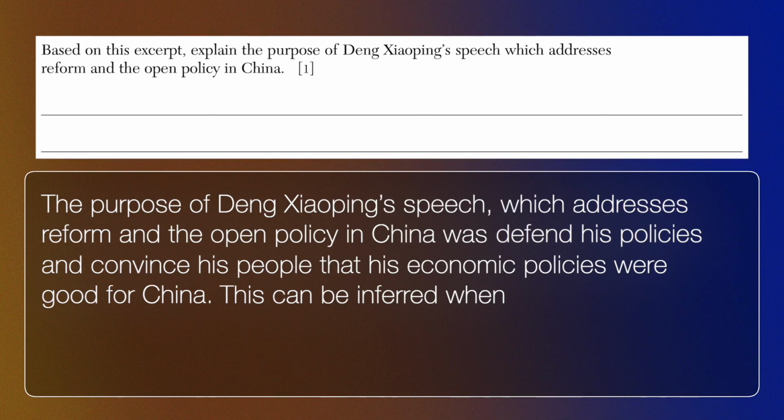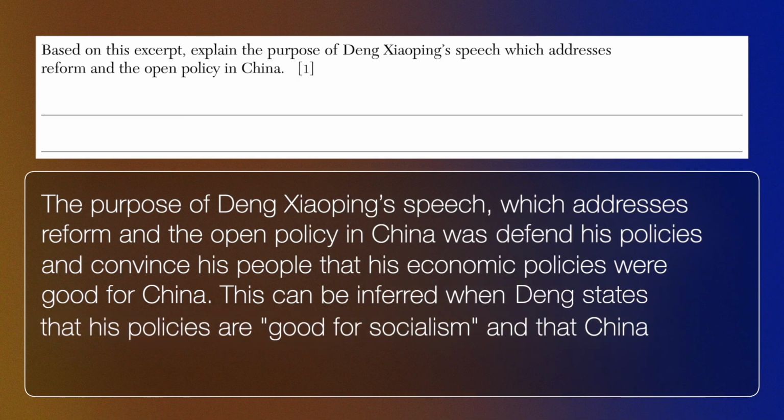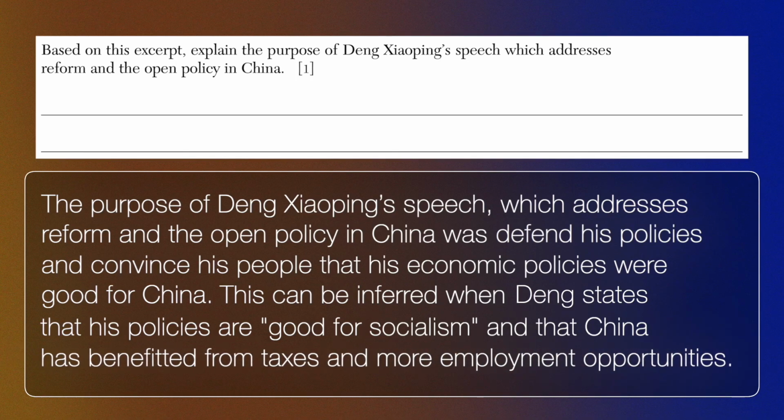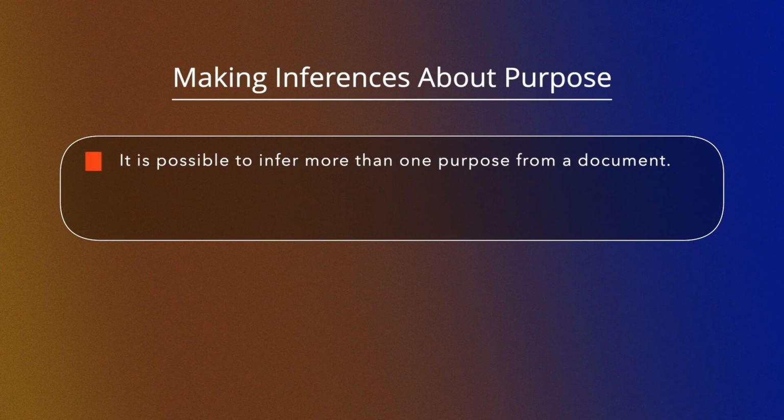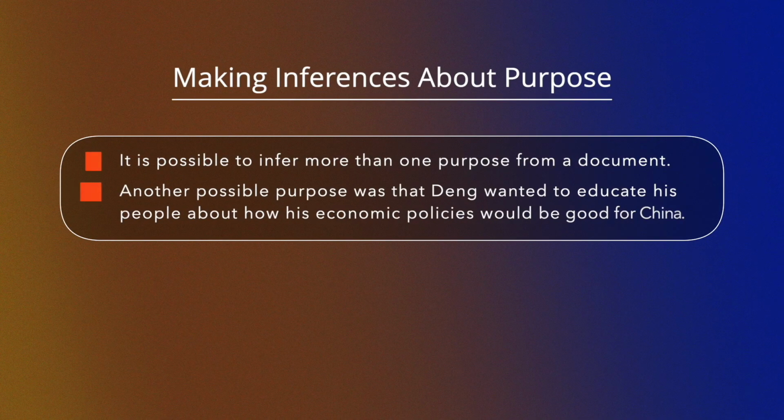So my particular answer will conclude with, "This can be inferred when Deng states that his policies are, quote, good for socialism, and that China has benefited from taxes and more employment opportunities." You should be aware that it is absolutely possible to infer other purposes from this document. For example, you might have decided that Deng's purpose was to educate his people about how his economic policies would be good for China.